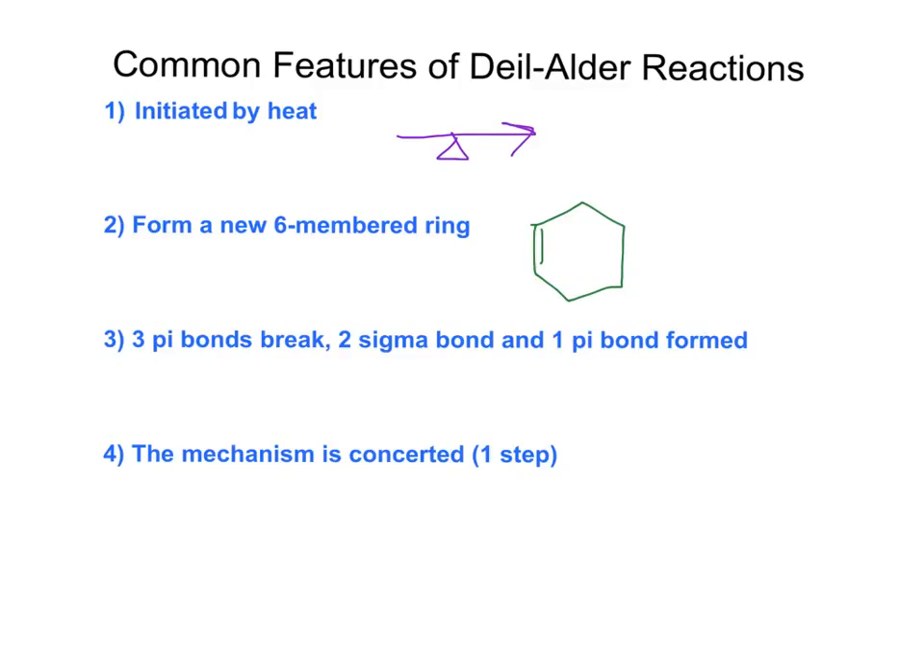The most important part of a Diels Alder reaction is the mechanism itself. So if you have a molecule like this with two alkenes and another alkene over here, all three pi bonds break and you form two sigma bonds and one pi bond. That's important because with the sigma bonds forming, you get a more stable structure. Now all of this happens in one step. It's a concerted reaction, so it's rather quick.